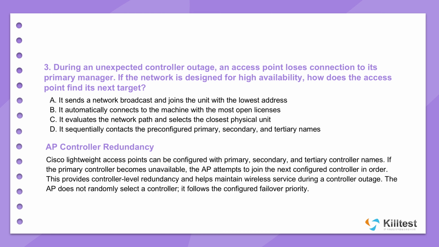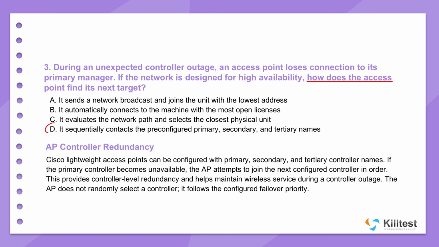Question 3. During an unexpected controller outage, an access point loses connection to its primary manager. If the network is designed for high availability, how does the access point find its next target? Right. So the correct answer is D. Access points do not just broadcast randomly in a panic. They don't just guess. No, not at all. Cisco lightweight access points are pre-configured with specific primary, secondary, and tertiary controller names. Oh, I see. So if that primary connection drops, it just sequentially contacts those pre-configured controllers in order? Exactly. That strict hierarchy guarantees predictable, automatic recovery. You avoid flooding the network with lost client traffic.